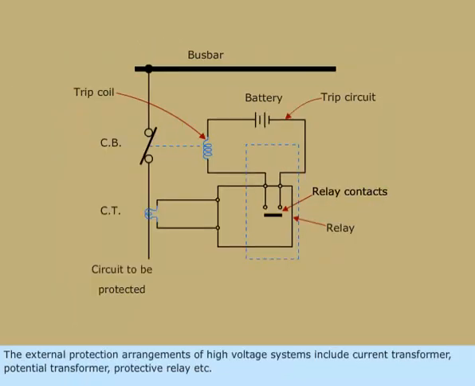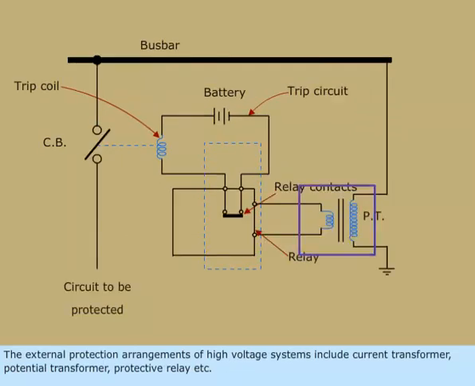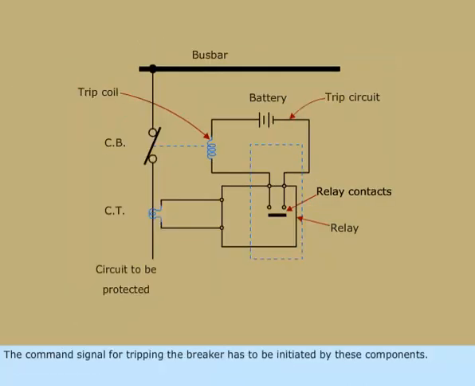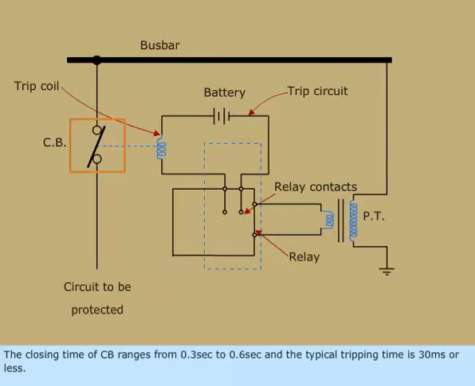The external protection arrangements of high voltage systems include current transformer, potential transformer, protective relay, etc. The command signal for tripping the breaker has to be initiated by these components. The closing time of CB ranges from 0.3 seconds to 0.6 seconds, and the typical tripping time is 30 milliseconds or less.